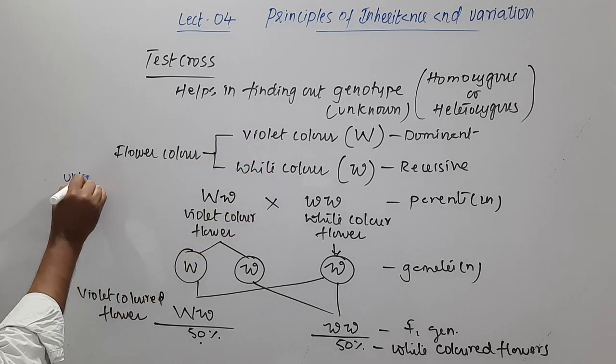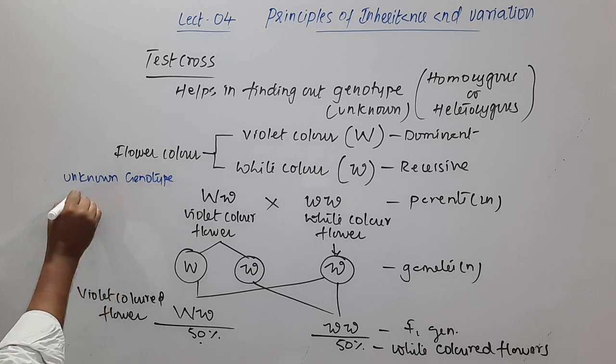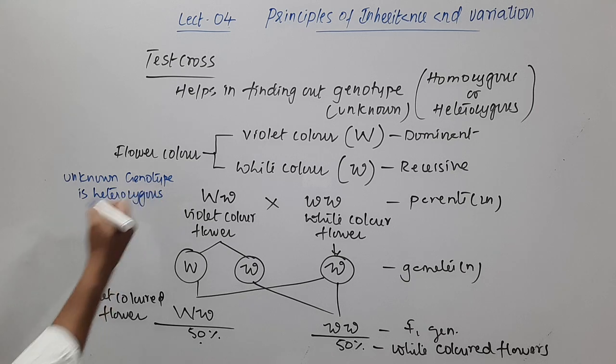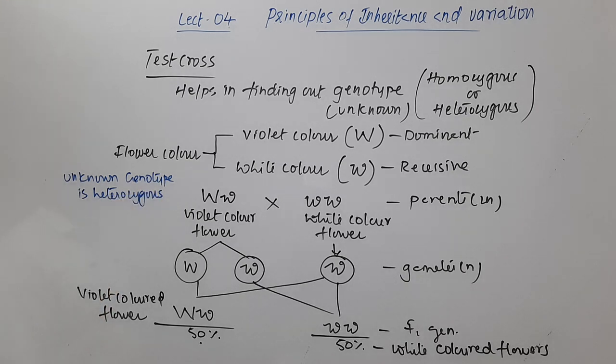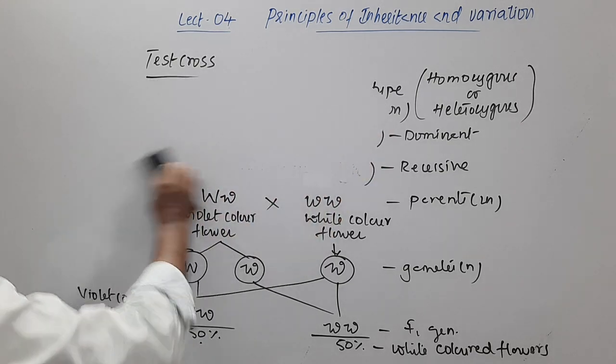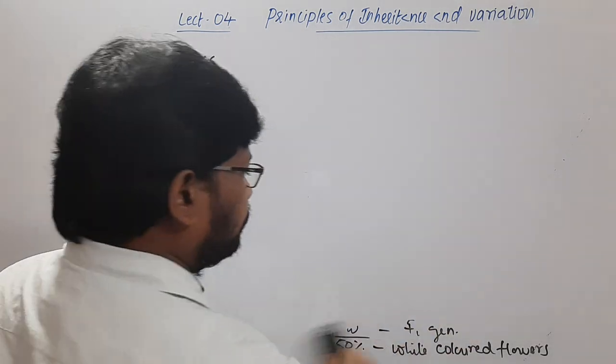So the unknown genotype is heterozygous. This is how the test cross will be useful to find out unknown genotypes. Now let's come to the dihybrid test cross.